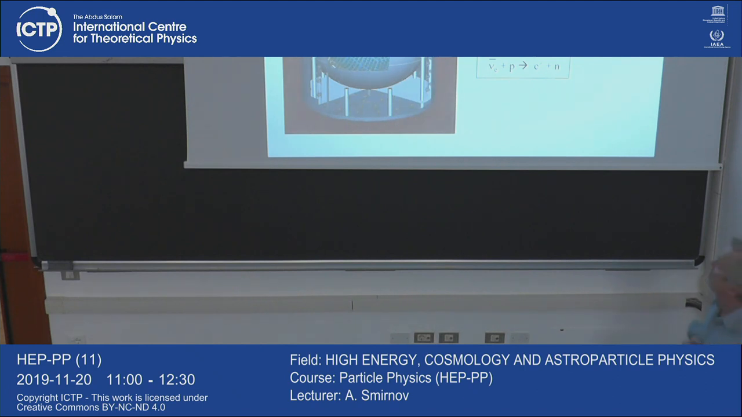scintillator detector. You see, inside you have scintillator, and again surrounded by photomultipliers. So the number of photomultipliers is almost 2,000. The diameter is 18 meters, and it's written that 53 atomic reactors contributed substantially to the signal in this detector. Now you see people standing next to this detector.